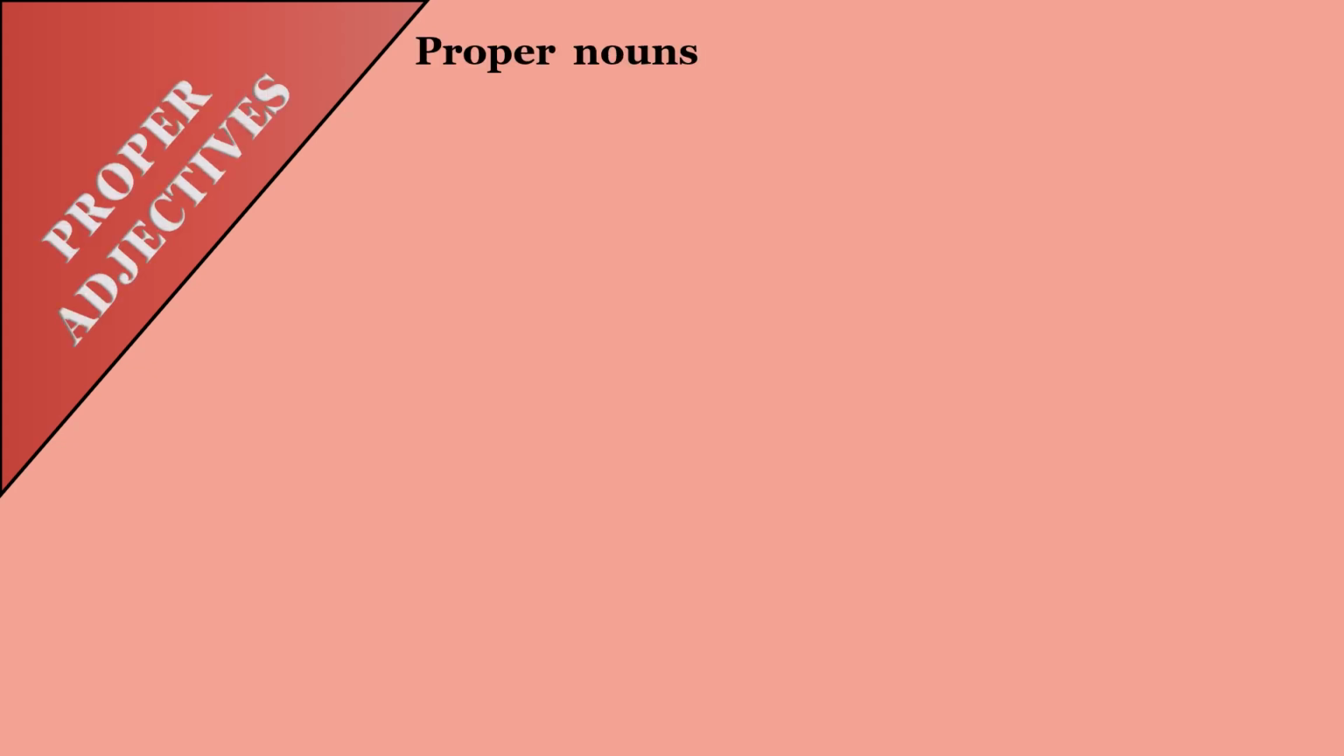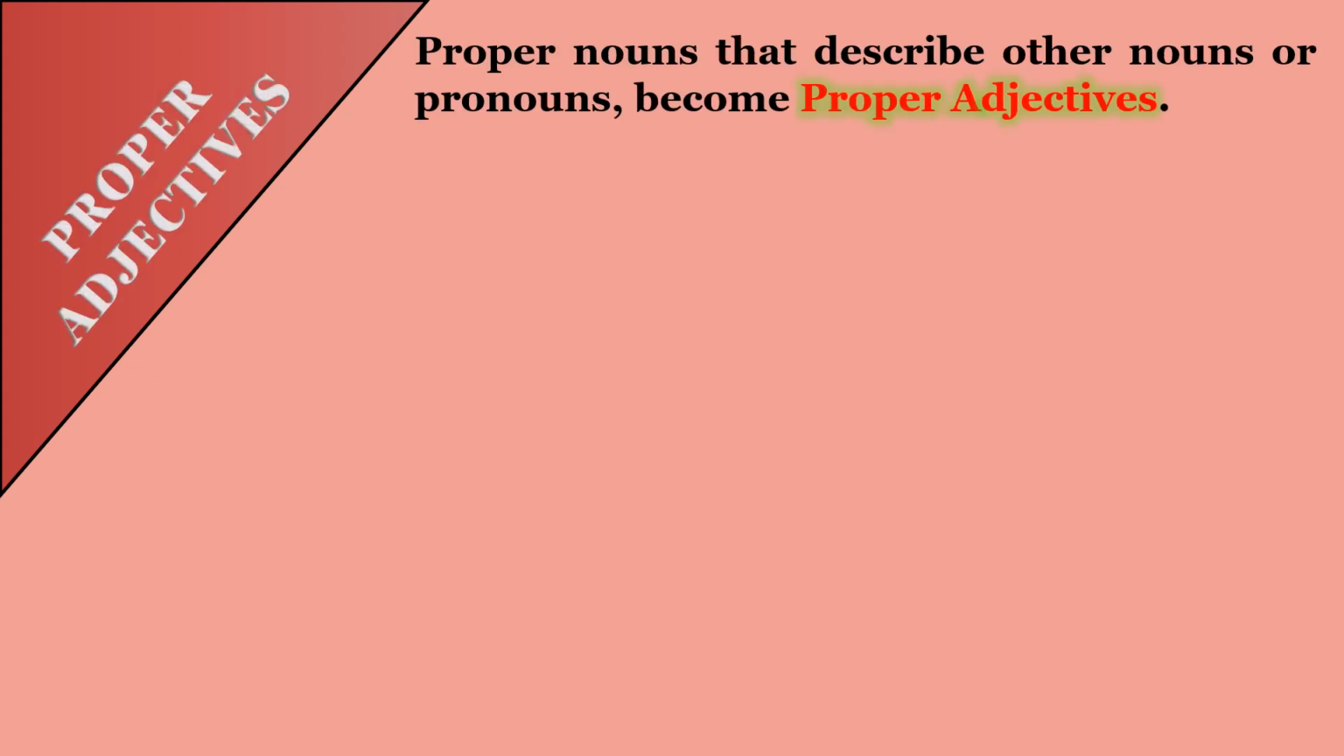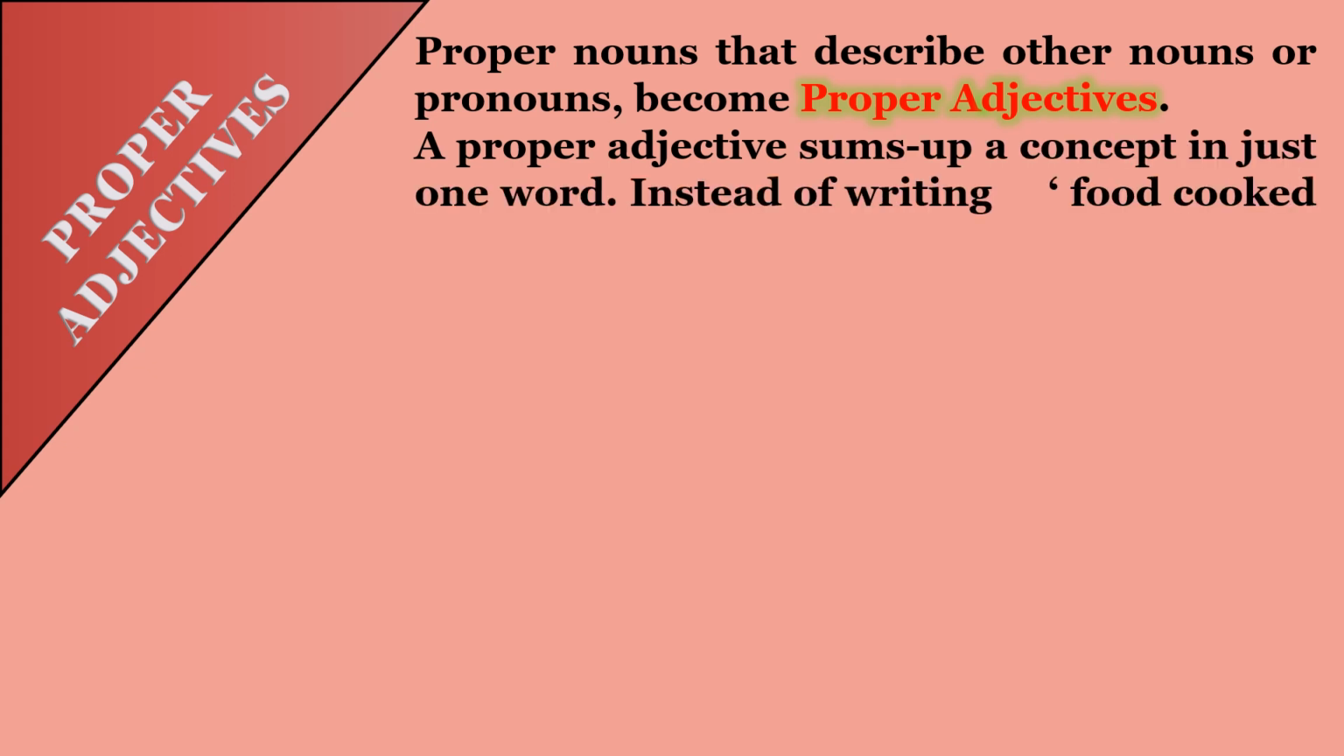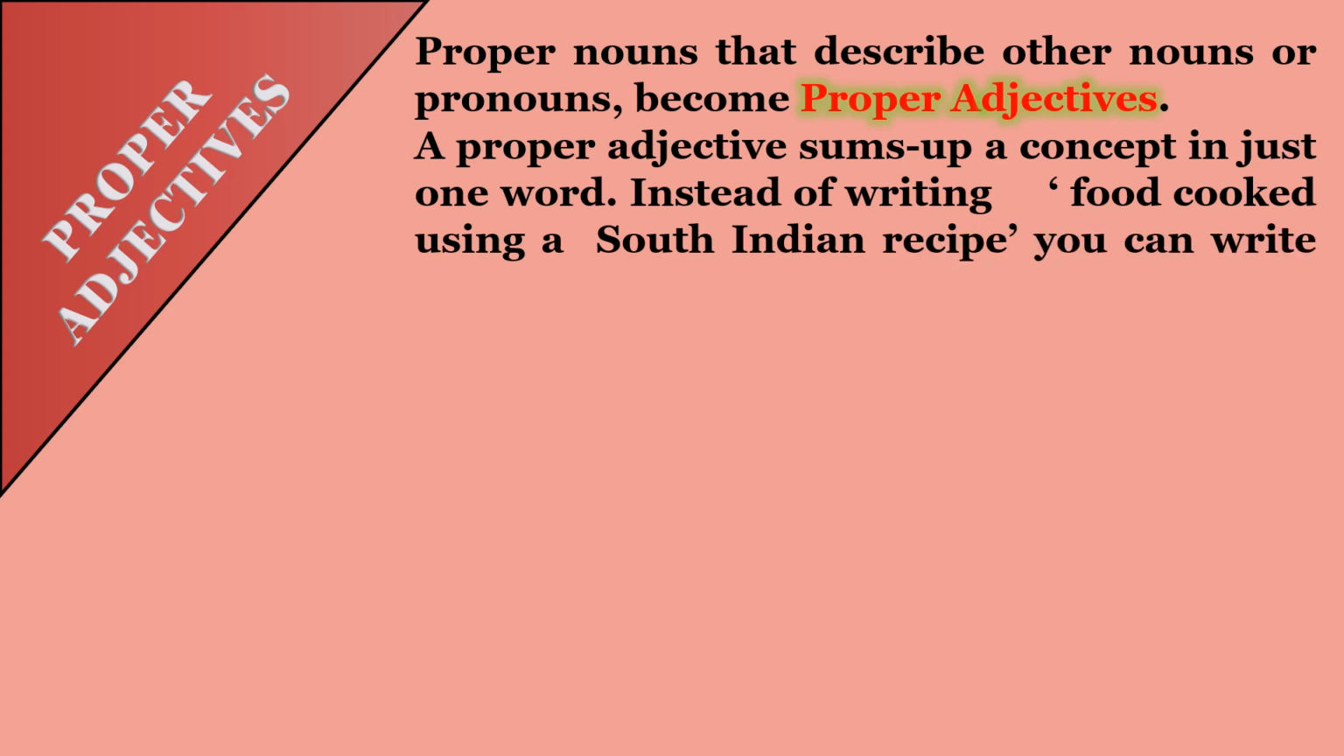Proper adjectives. Now, proper nouns that describe other nouns or pronouns become proper adjectives. Just like how we had the compound adjectives, proper nouns, naming words, names of places, animals, things or people, when they start to describe other nouns or pronouns, they become proper adjectives. A proper adjective sums up a concept or an idea in just one word. Instead of writing food cooked using a South Indian recipe, you can write South Indian food. So this whole thing becomes South Indian food.